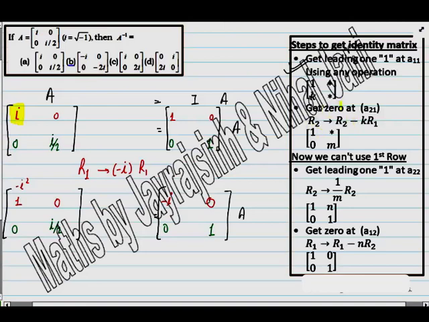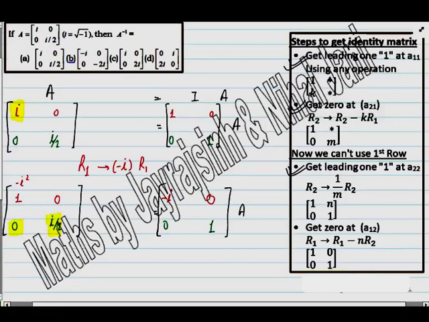Now in the second step, we need to get 0 at the A21 point. We already have 0, so we don't have to worry about the second step. Now let's move to the third step, in which we need to get a leading one at the A22 point. So think about it. How do we get a leading one at the A22 point?